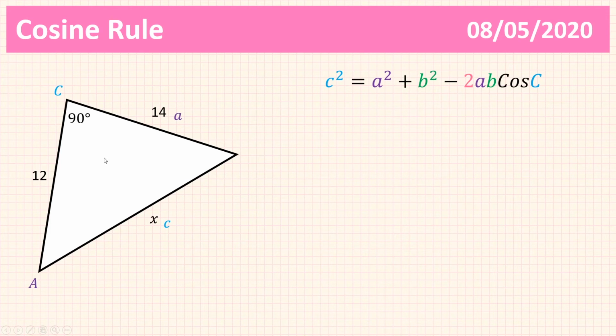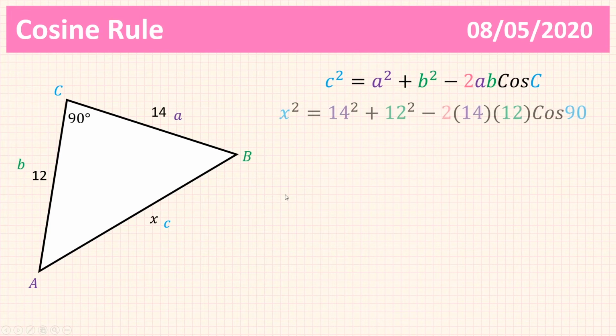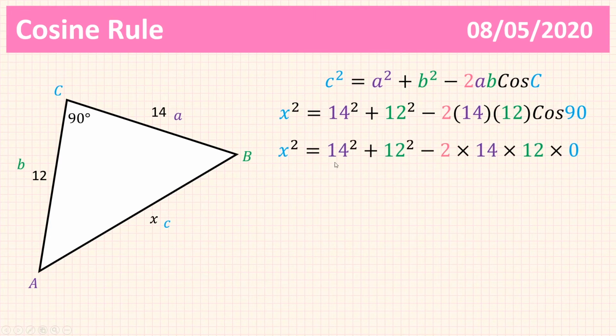I label my triangle exactly as I did before. I substitute in my values. Once I've substituted in my values, I notice that I have cos 90 here. Now, if you remember our exact values of trig lesson, we know that cos 90 is equal to 0. So I will end up with 14 squared plus 12 squared minus 2 times 14 times 12 times 0. Well, if we look at this 2 times 14 times 12 times 0, because I am multiplying by 0, this calculation ends up giving me an answer of 0.